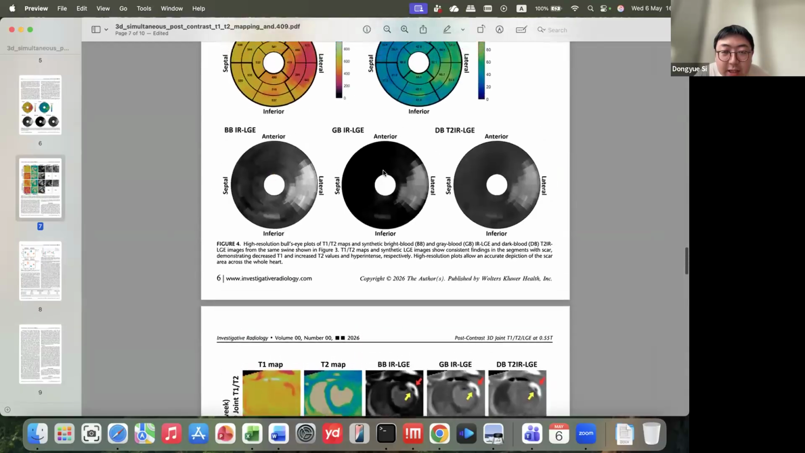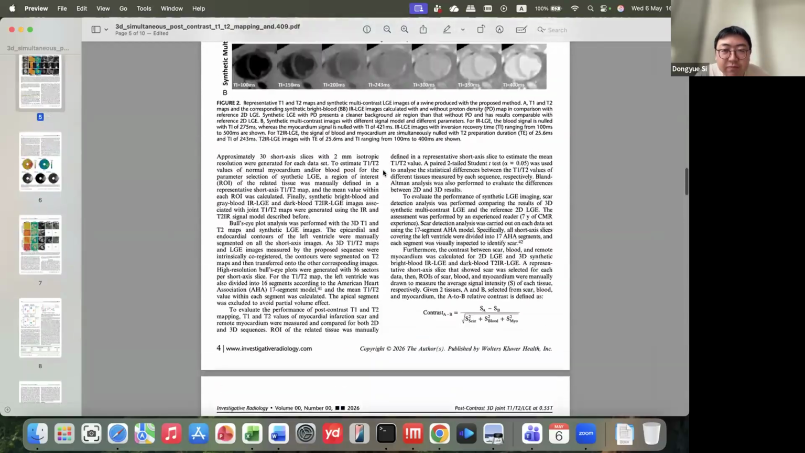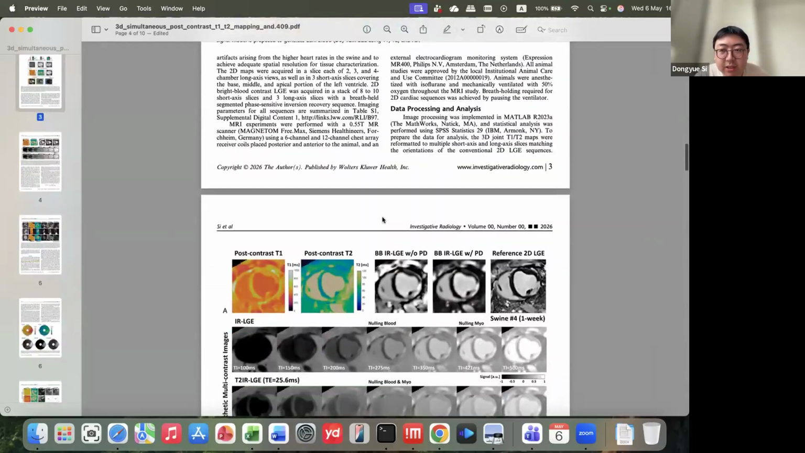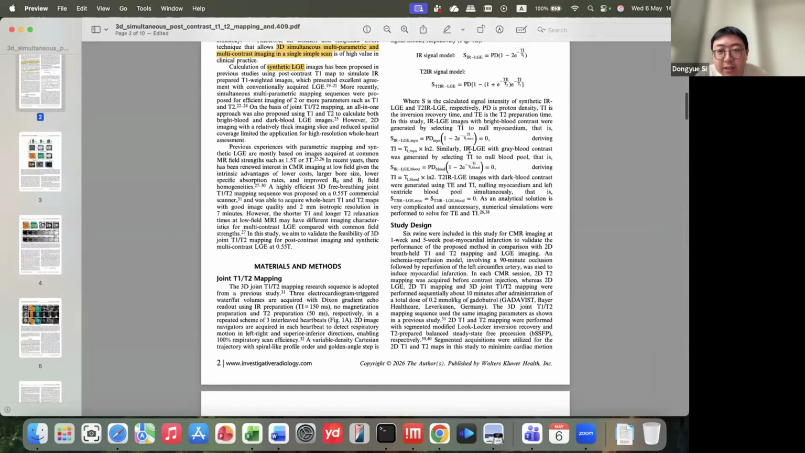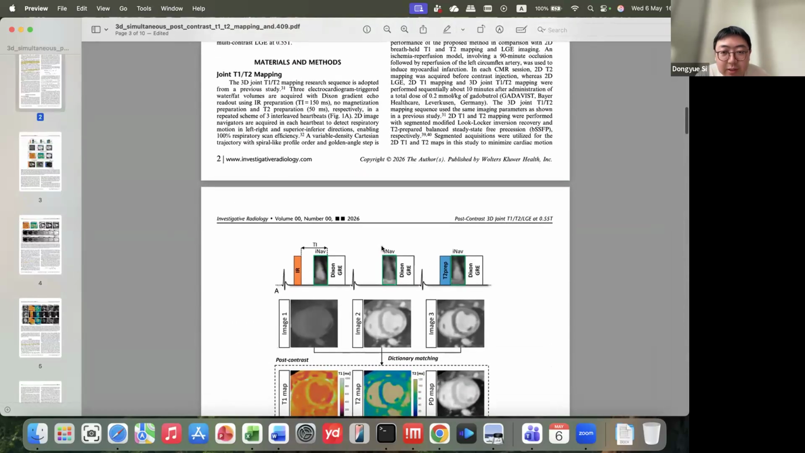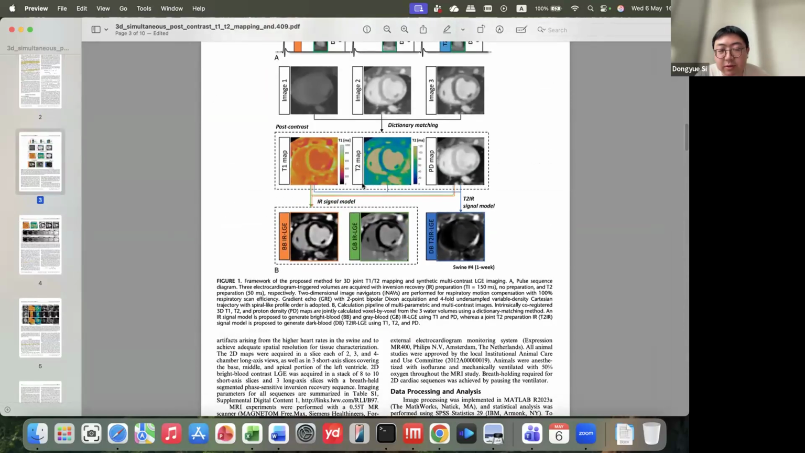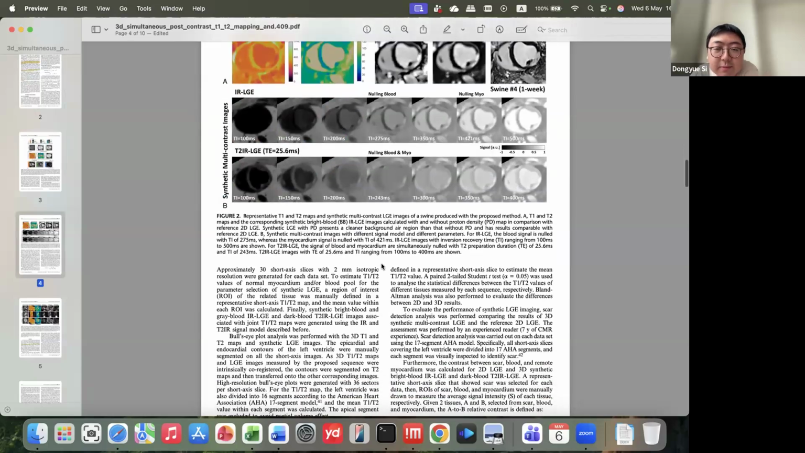JC just mentioned that they have optimized image contrast using different synthetic equations to calculate the signal. And I think this 3D acquisition should also be compatible with that technique.